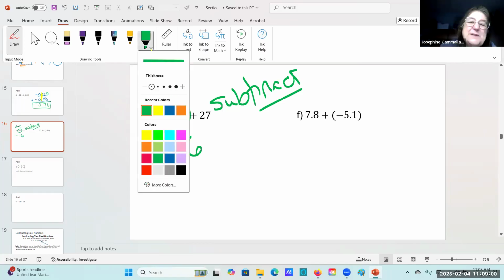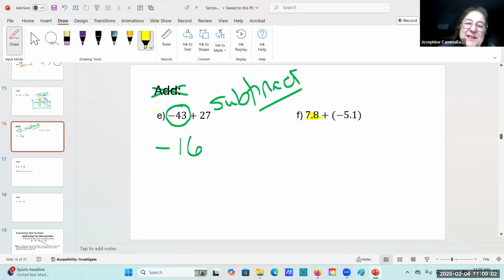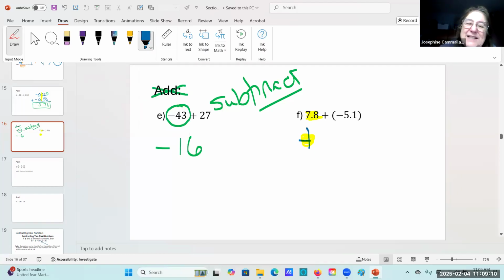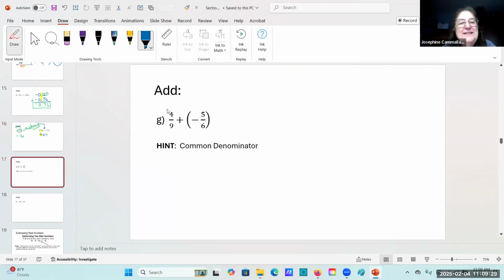Now, which one's bigger? This number is bigger, which means that my answer is going to be positive. But I'm still subtracting opposite signs. That means I will have a positive 2.7. Okay.